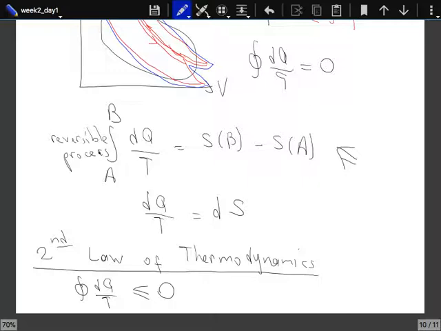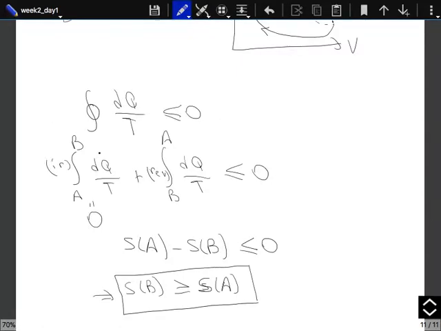That process has to be reversible. Only for a reversible process, this is the definition we have. For an irreversible process, that integral will have a different value. So for example, we look at over here. This is an irreversible process, and that integral has the value zero, not the difference of the entropies.